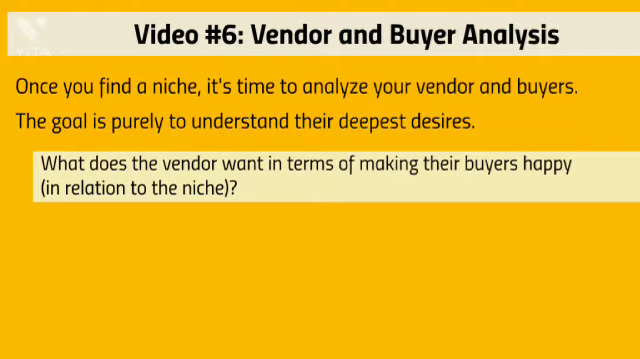So, first question is, what does the vendor want in terms of why and what they want to do, how they want to do it, as far as making their buyers happy? In other words, when a vendor sees something, they either think, well, this is something that my buyers definitely don't want, or this is something that my buyers really, really want, and I want to make a deal with another vendor and make a special deal for my buyers.